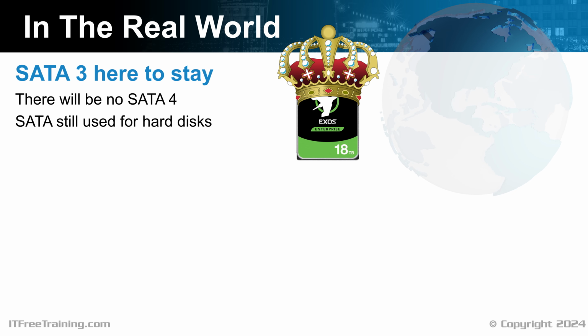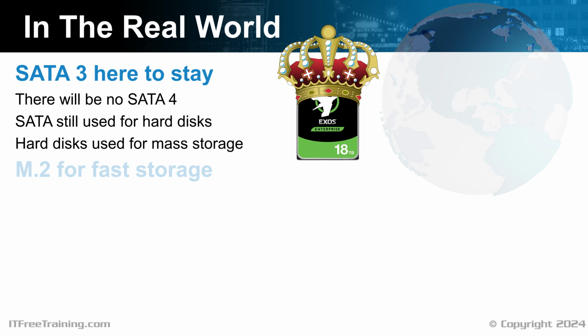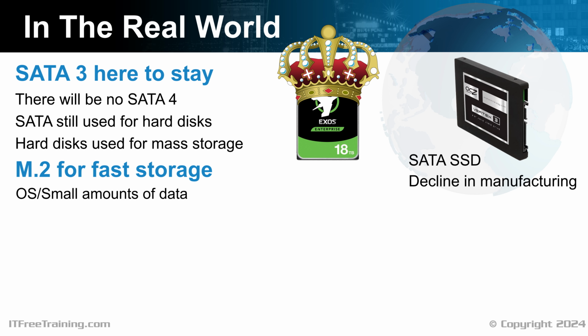For the future, the main use of SATA will be for hard disks. Since hard disk storage is getting bigger and bigger, the main use of SATA will be for utilizing hard disks as mass storage. M.2 we are seeing used for fast storage. Fast storage is utilized for the operating system and small amounts of data. If the storage needs are not too great, we are seeing computers with only an M.2 storage device and no hard disks. This has become very common in laptops, to the point where some laptop manufacturers are no longer selling laptops with hard disks. With the use of M.2, we are seeing a big decline in the manufacturing of SATA solid-state drives. These devices have essentially been replaced by M.2 storage devices.